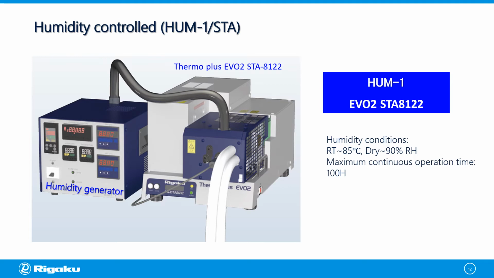Here, the relative humidity can be controlled ranging from room temperature up to 85 degrees centigrade, dry to 90% RH, with a maximum continuous operation time of 100 hours. This option can be connected to an STA, TMA, or even evolved gas analysis systems.